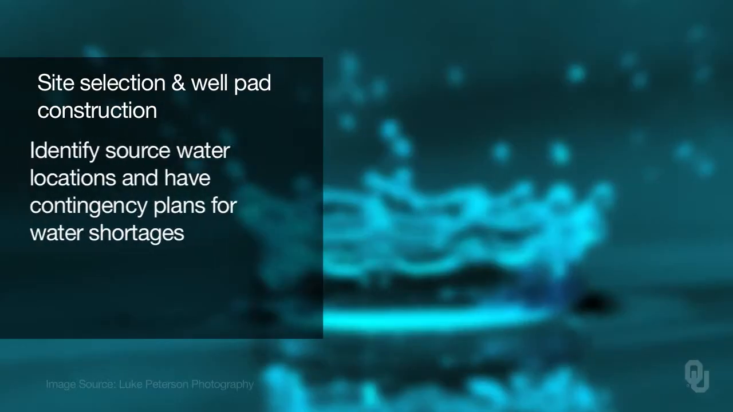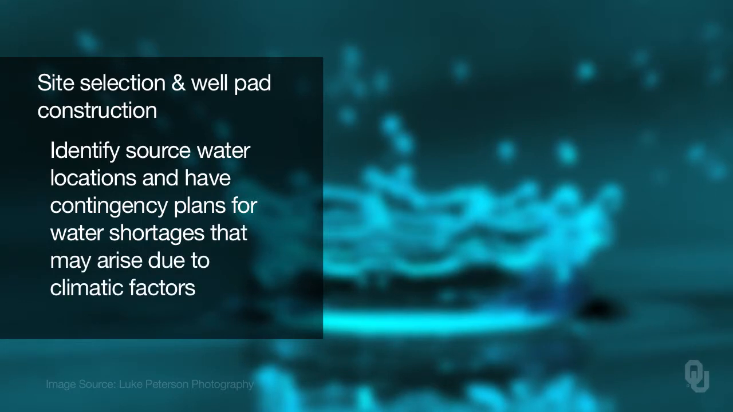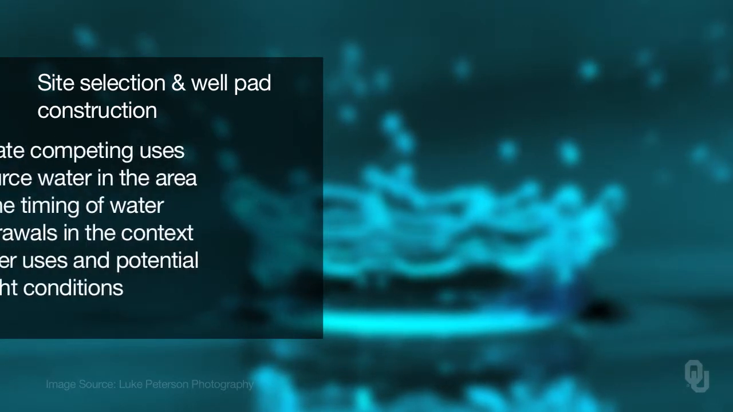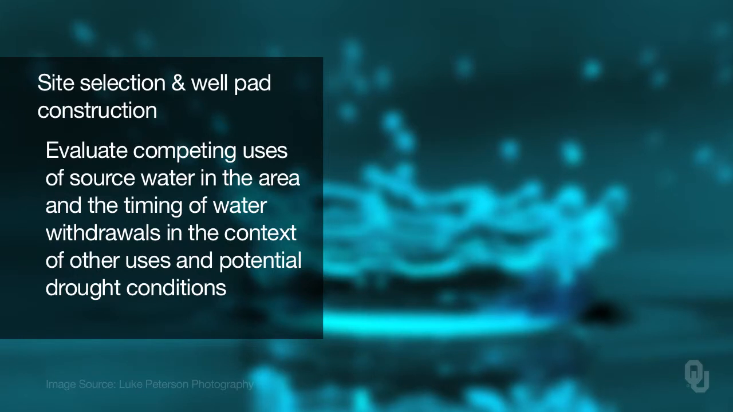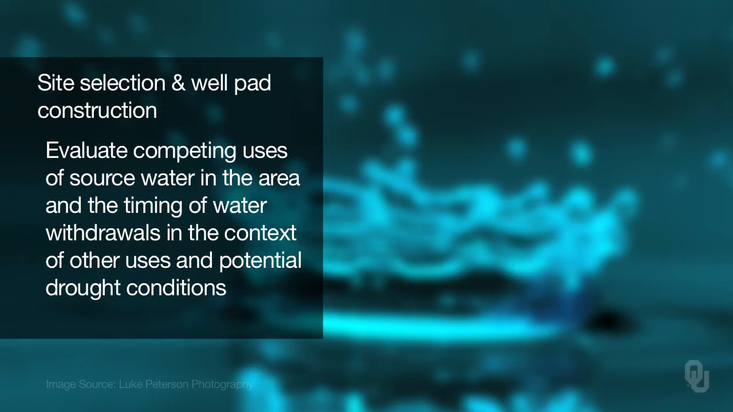More and more states are now requiring operators to sample water wells in the immediate vicinity to determine baseline water quality. We will discuss this in more detail in a later course segment. And it is important to identify source water locations and have contingency plans for water shortages that may arise due to climatic factors. Evaluate competing uses of source water in the area and the timing of water withdrawals in the context of other water uses and potential drought conditions.